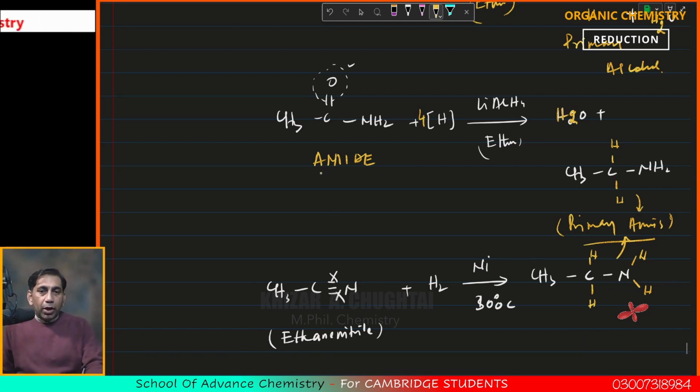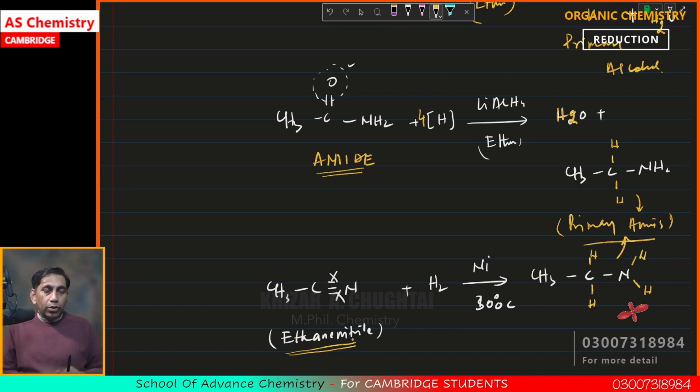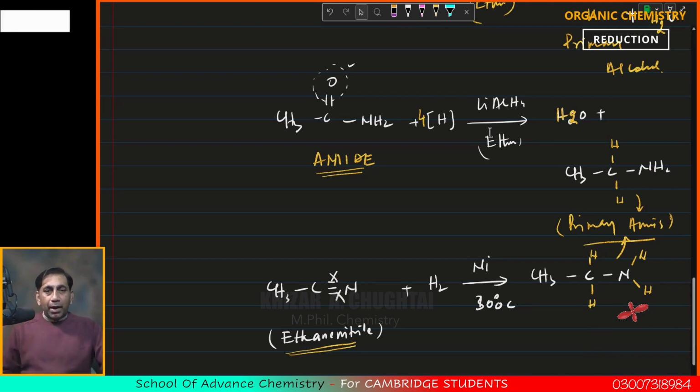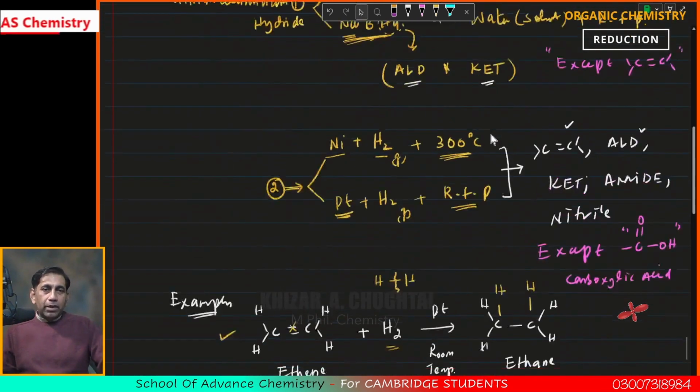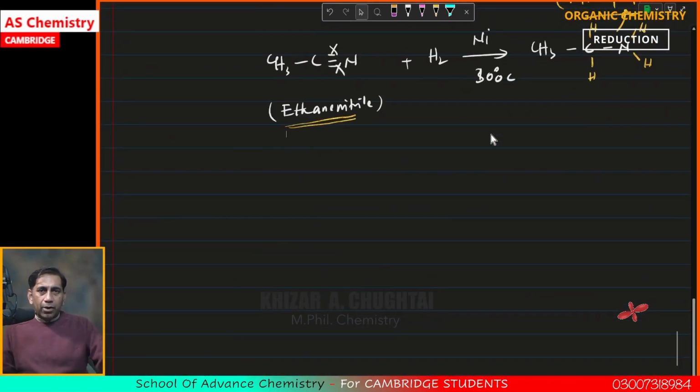So whenever you start from amide, or you start from ethane nitrile, the destination is the same. Every time you reduce amide or ethane nitrile, primary amine is formed. And I think that's all about this one.